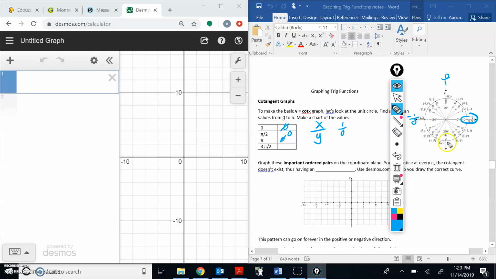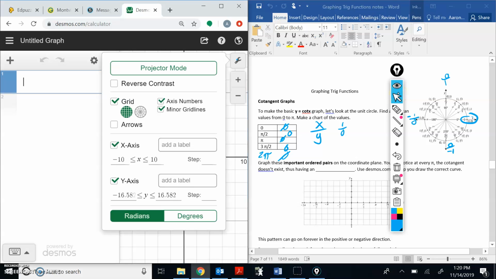Then at 3 pi over 2, it is 0 over negative 1, which is 0. And if you wanted to put back at 2 pi, what's happening again? Again, it's undefined.